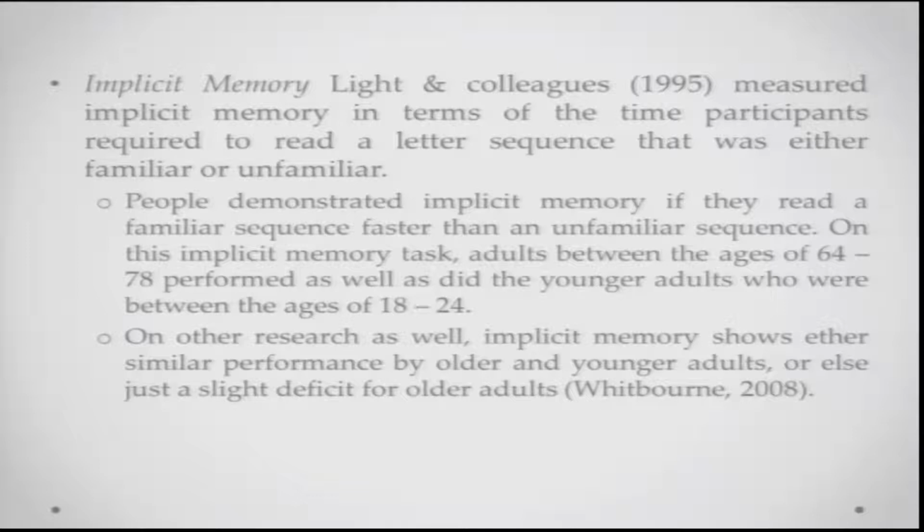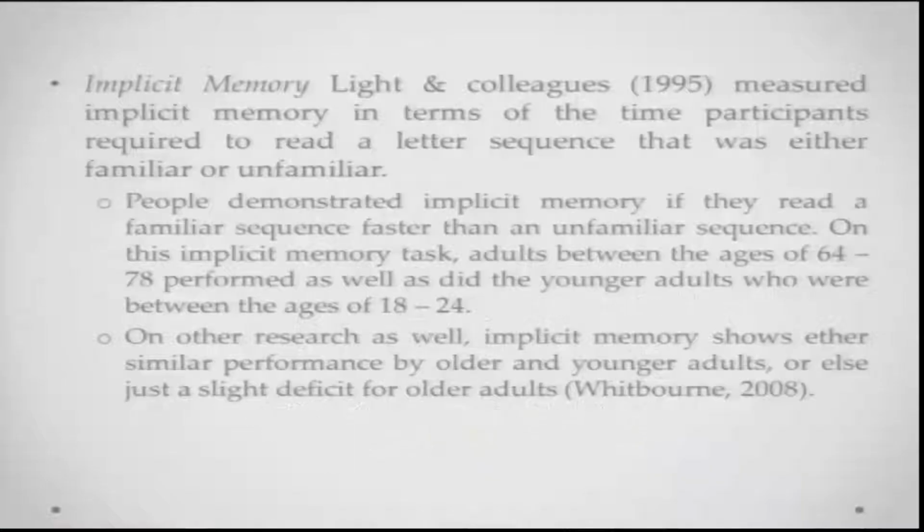Implicit memory. Implicit memory basically involves tasks where there is no explicit recall required, but you have to do a task that involves memory of previously learned information. Now, Light and colleagues measured implicit memory in terms of the time that the participant required to read a letter sequence that was either familiar or unfamiliar. If they could read the letter sequence fast, it indicated memory. Adults between the ages of 64 to 78 performed relatively as well as the younger adults who were between the ages of 18 to 24.